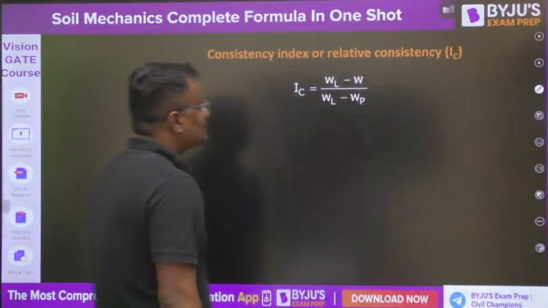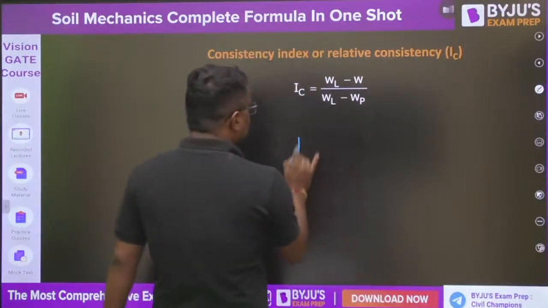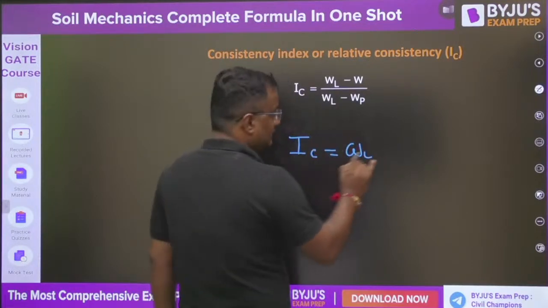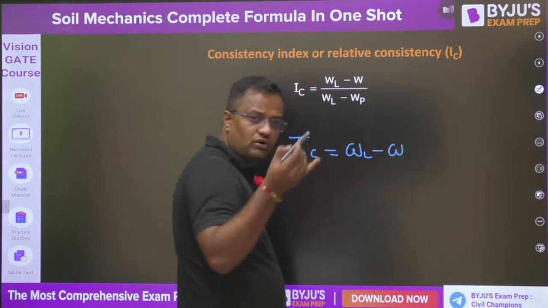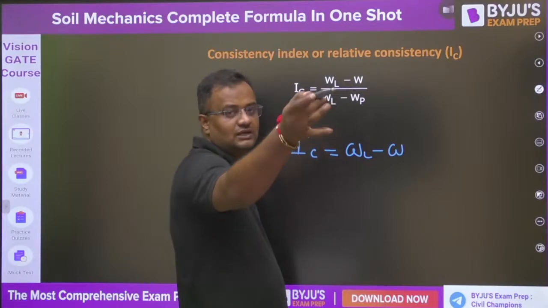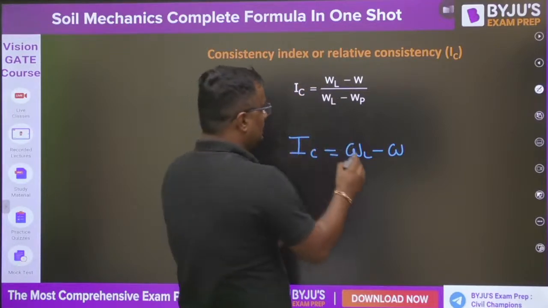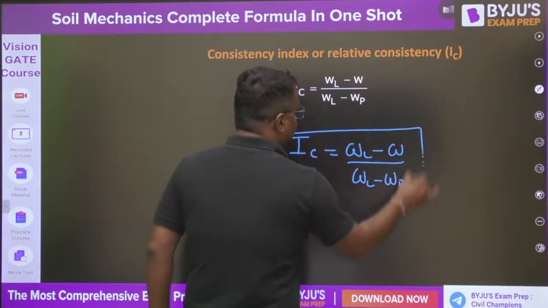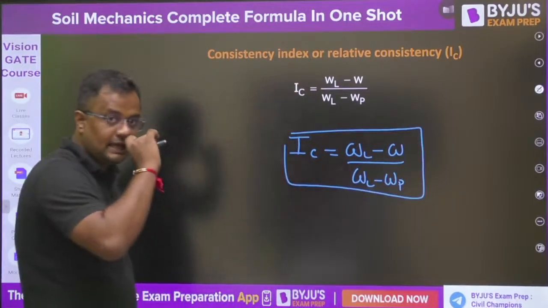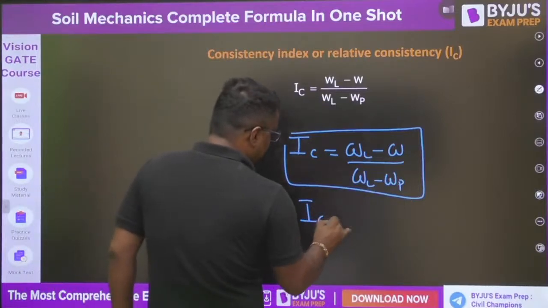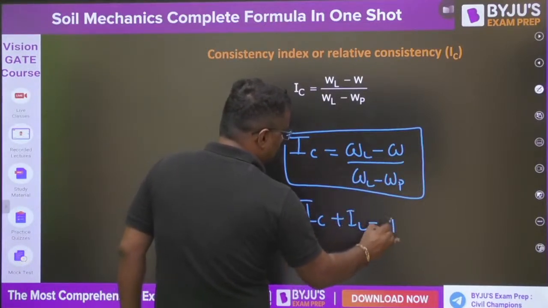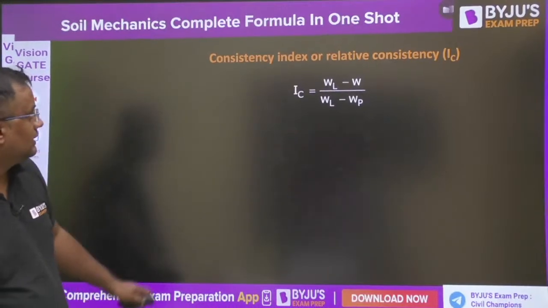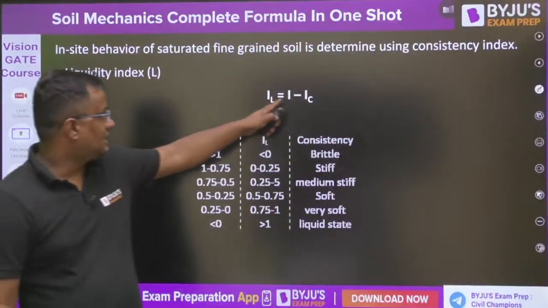There is consistency index. Consistency index IC is WL, that is liquid limit, minus W, that is the natural water content, whatever the water content of the soil in existing condition, upon WL minus WP, that is the IP value. And one more, liquidity index IL. Consistency index plus liquidity index is equal to 1. So IC plus IL is 1.